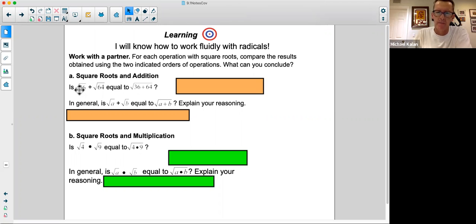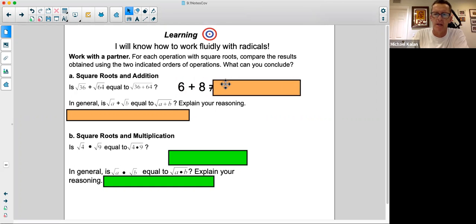So what do you think? Think this one's going to work? Well, what's the square root of 36? It's 6, right? And the square root of 64 is 8. So that equals what? 14. Does that equal the square root of 36 plus 64 all under one radical, where 36 plus 64 is 100? No, because the square root of 100 is 10, right? So the answer is no.